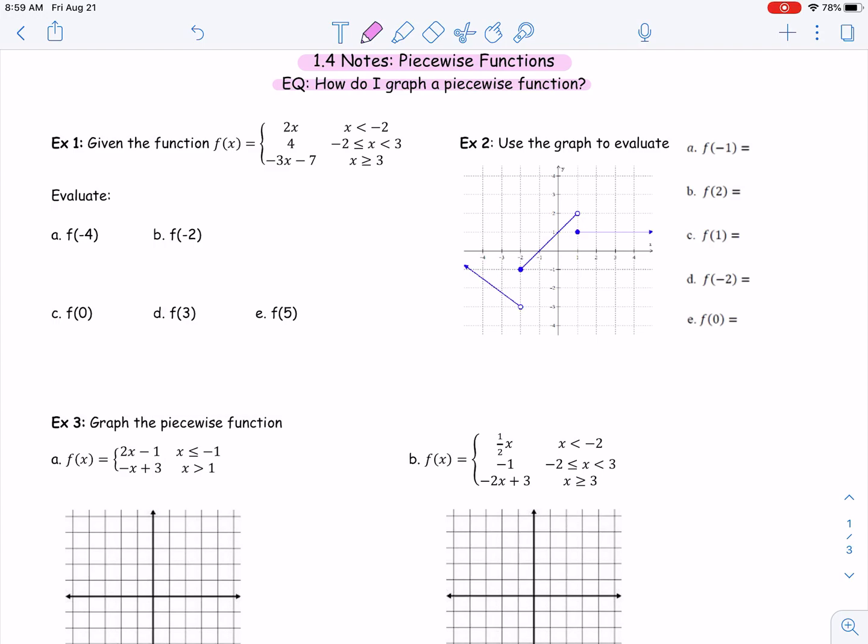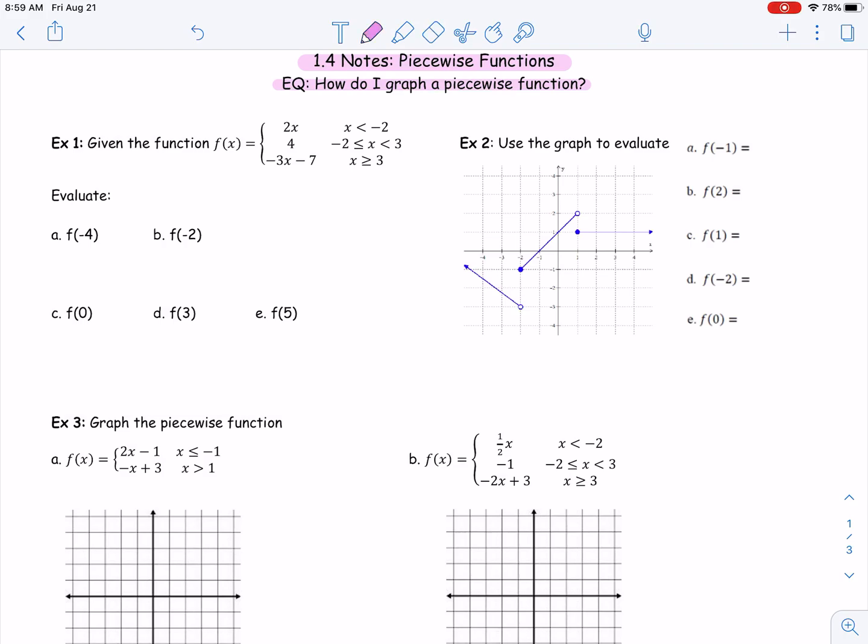Notice in this notation, like I said, you have the curly bracket, then you're going to list out your functions, then you're going to list out your domains. Your domains will always be written in that inequality notation. So it's not going to be interval, it's not going to be set, it's going to be in that inequality notation. That's always how you're going to write it, and that's always how you're going to see it.